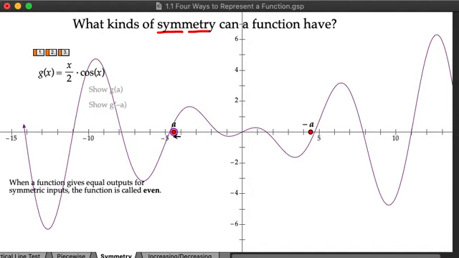You might notice that there is some symmetry here, and it is different from the symmetry of f. Here's g of A. Where is g of the opposite of A? I'm going to go ahead and show it here. How are the outputs related for these symmetric inputs?